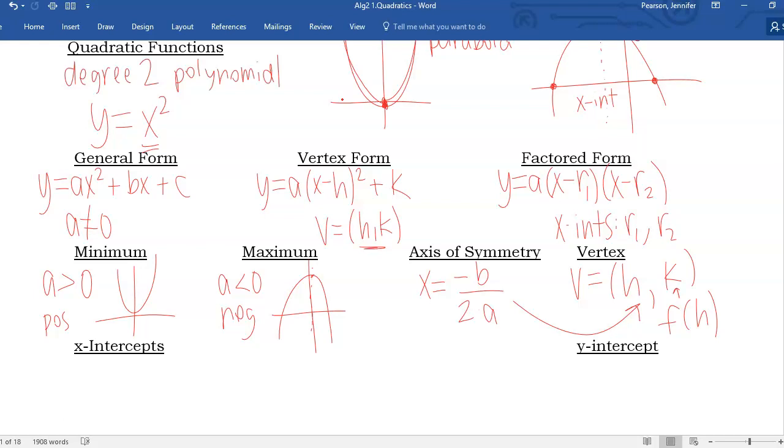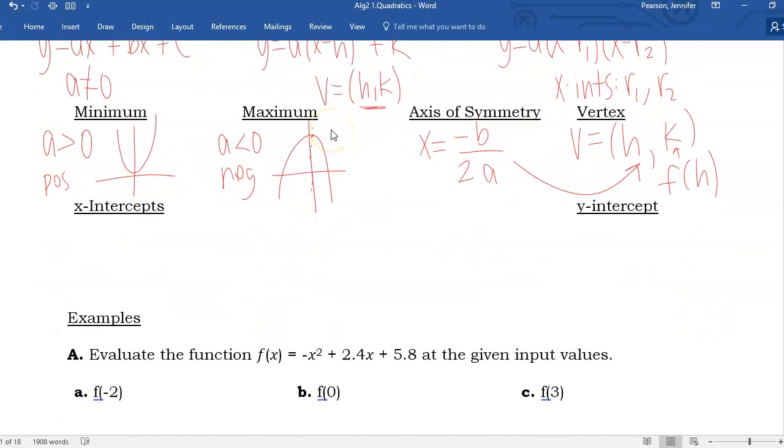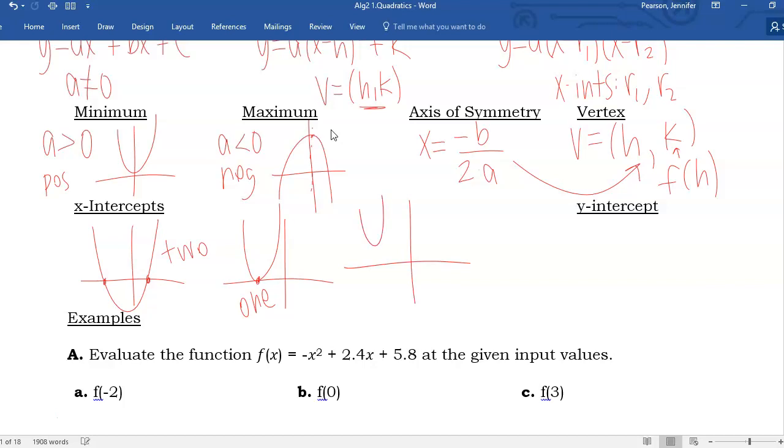A couple more. X-intercepts. So I showed you what one x-intercept looks like, what two x-intercepts looks like. So here we'd have two x-intercepts if our parabola crosses in two places. A parabola can have one x-intercept if that vertex falls right on the x-axis, but we can also have no x-intercepts, depending on two different versions, whenever our entire parabola is on top of the x-axis or below the x-axis.